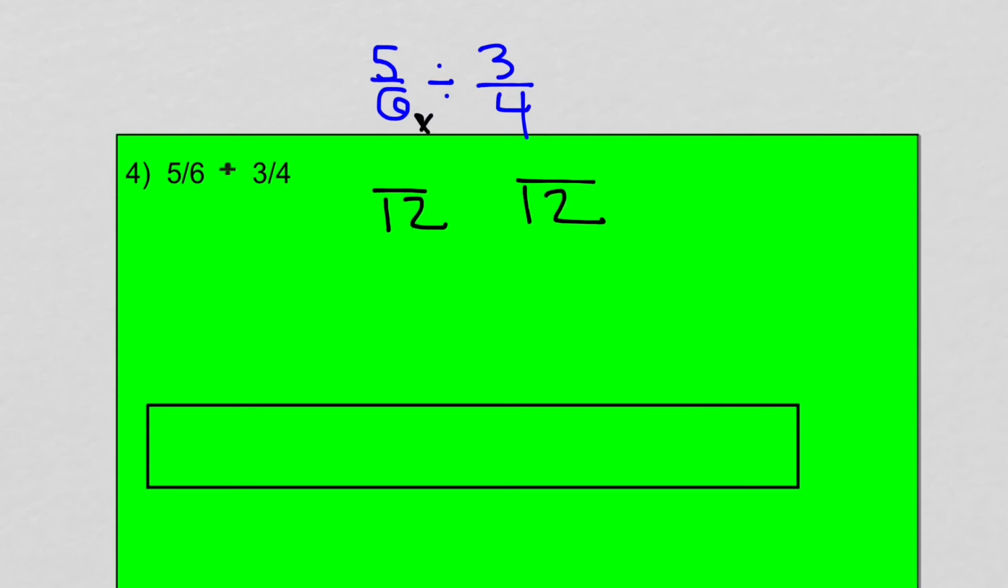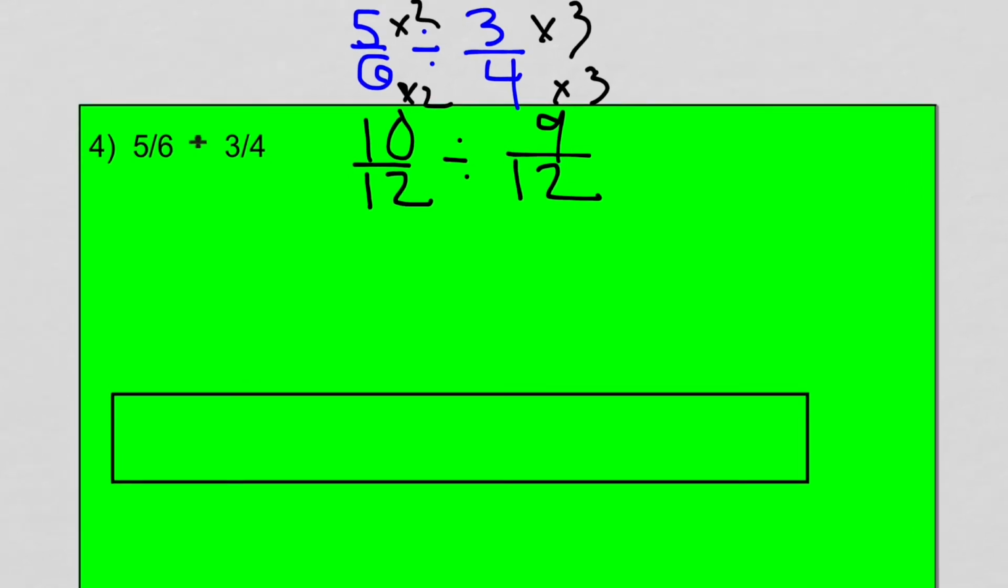So 6 times 2 is 12, 5 times 2 is 10. 4 times 3 is 12. 3 times 3 is 9. So what we end up with is 10 over 12 divided by 9 over 12.